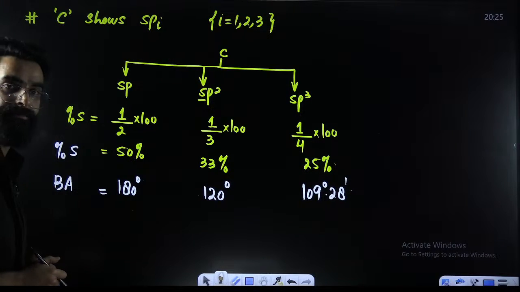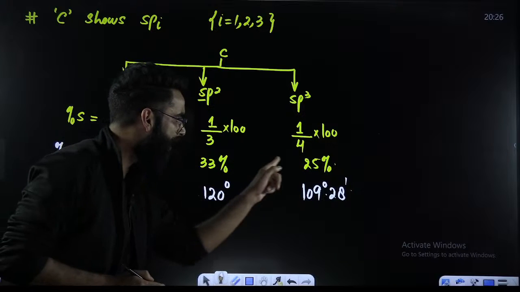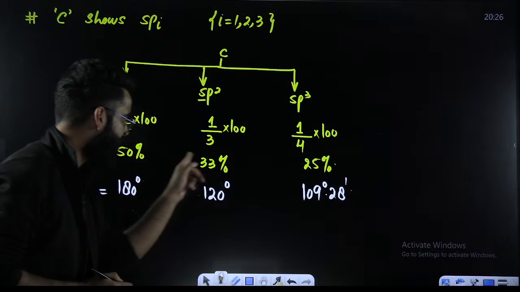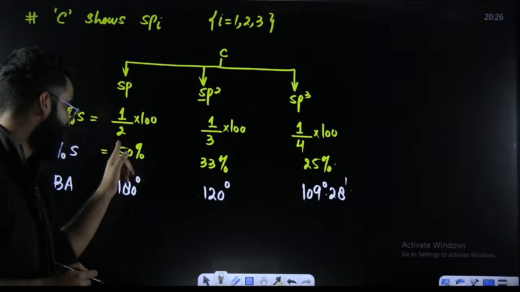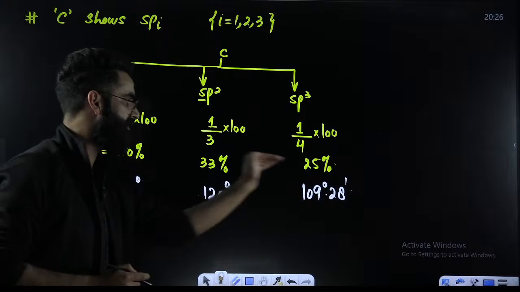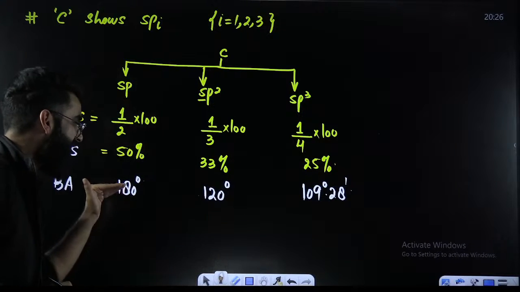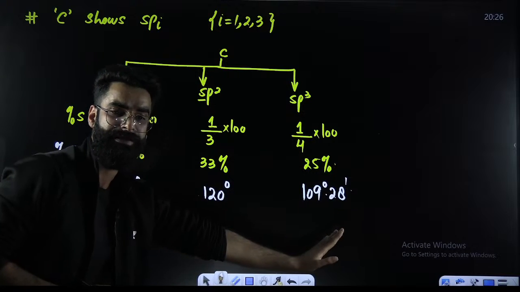This is the bond angle data. On moving from left to right, what is happening to percentage of s character? On moving from left to right, percentage of s character is decreasing. 50, 33, 25. Percentage of s character is decreasing. At the same time, what is happening to bond angle? Bond angle is also decreasing.